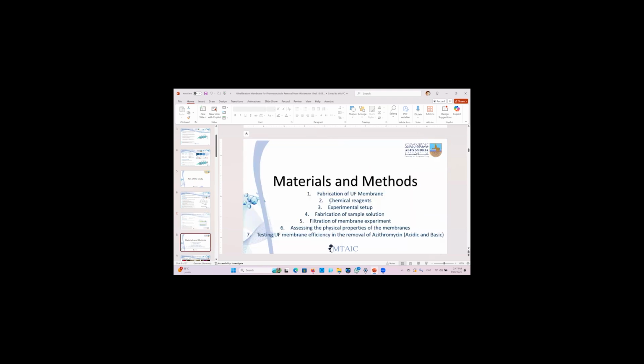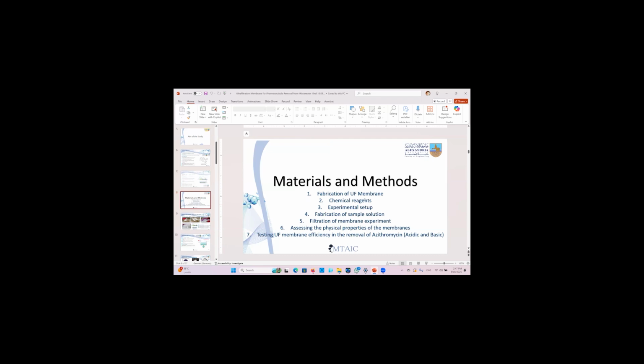Furthermore, the materials and methods. We will cover in this section the fabrication of the UF membrane. I already mentioned the chemical reagents, then the experimental setup, preparation of the sample solution, the membrane filtration experiment, assessing the physical properties of the membrane, and finally testing the UF membrane efficiency in removal of the pharmaceutical.